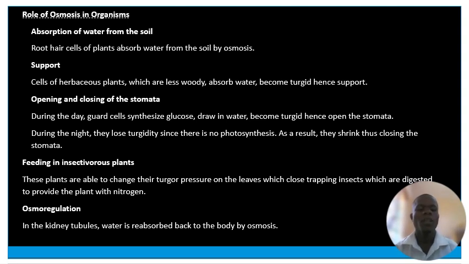Then you have feeding in insectivorous plants. This is another role of osmosis. So osmosis helps in the feeding of insectivorous plants. These plants are able to change their turgor pressure on the leaves, which close, trapping insects which are digested to provide the plant with nitrogen. So when we talk about the role of osmosis, which is the fifth one, you can see that it helps in the feeding of the insectivorous plants.